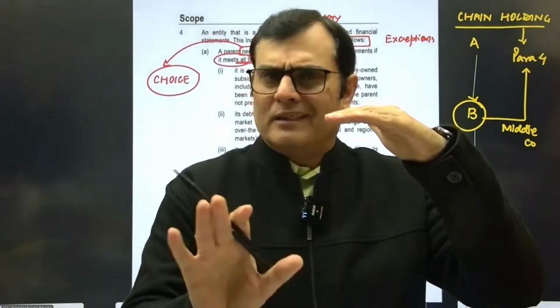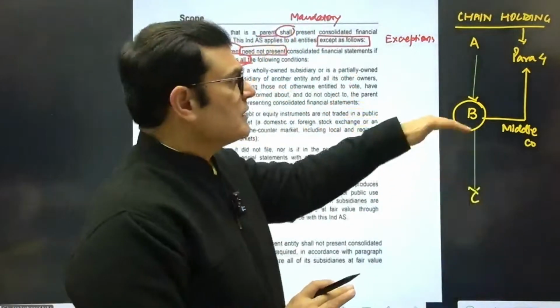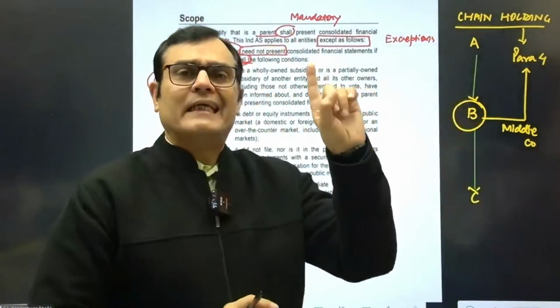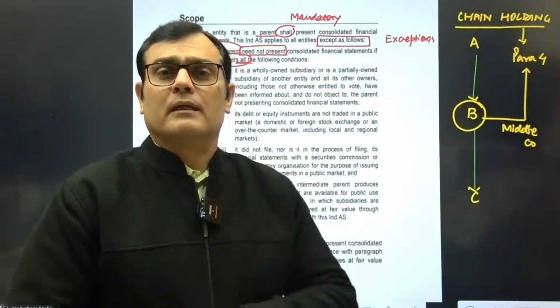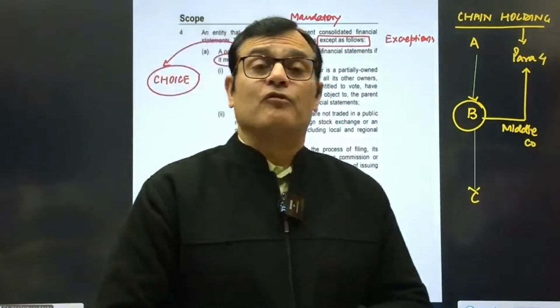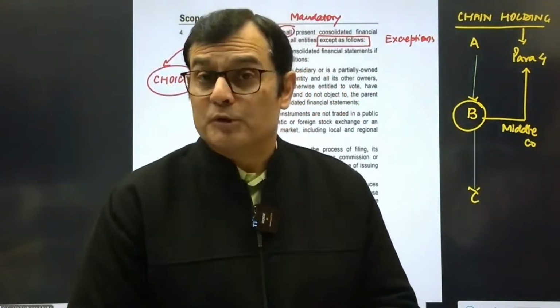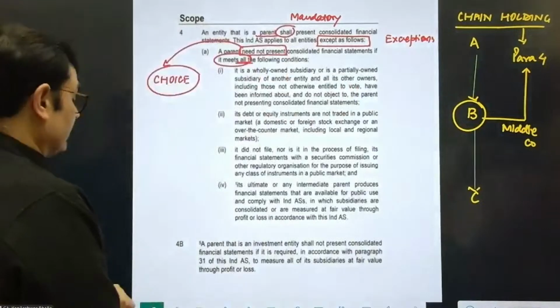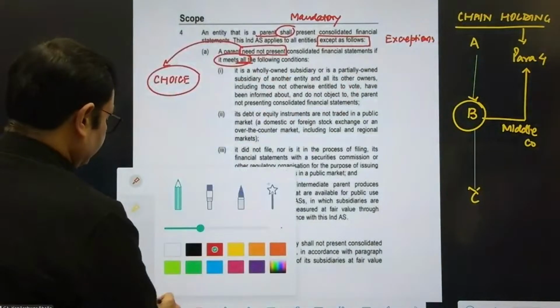The chain could be longer, let's not get into that. But the focus in terms of para 4 is in a chain holding, we're looking at the middle company. If it is able to fulfill all the 4 conditions, we give them a choice. So let's keep that in the background and let's read.